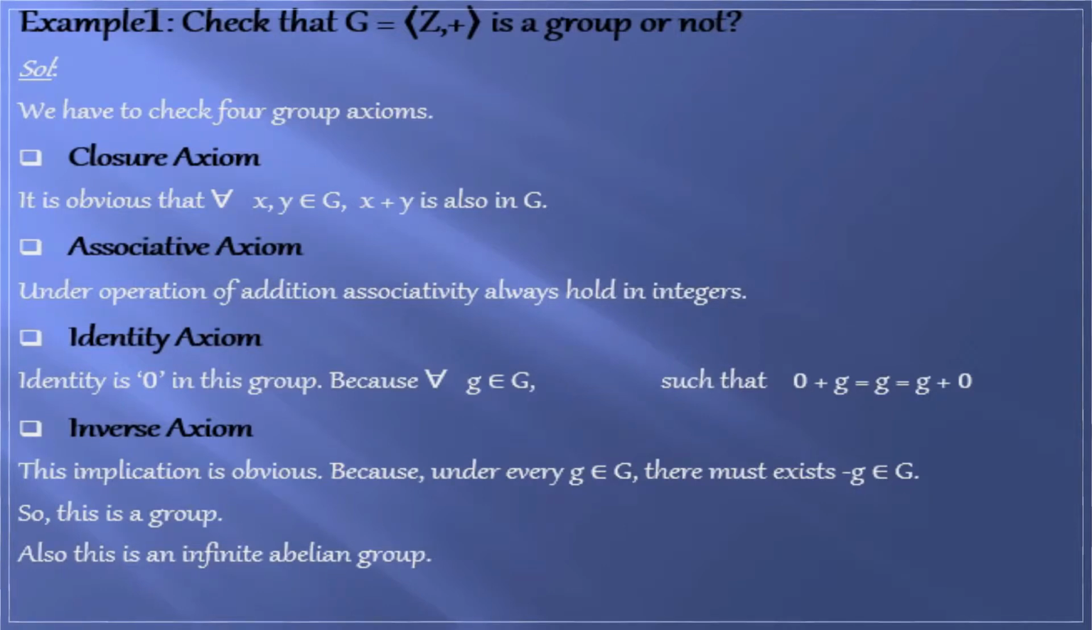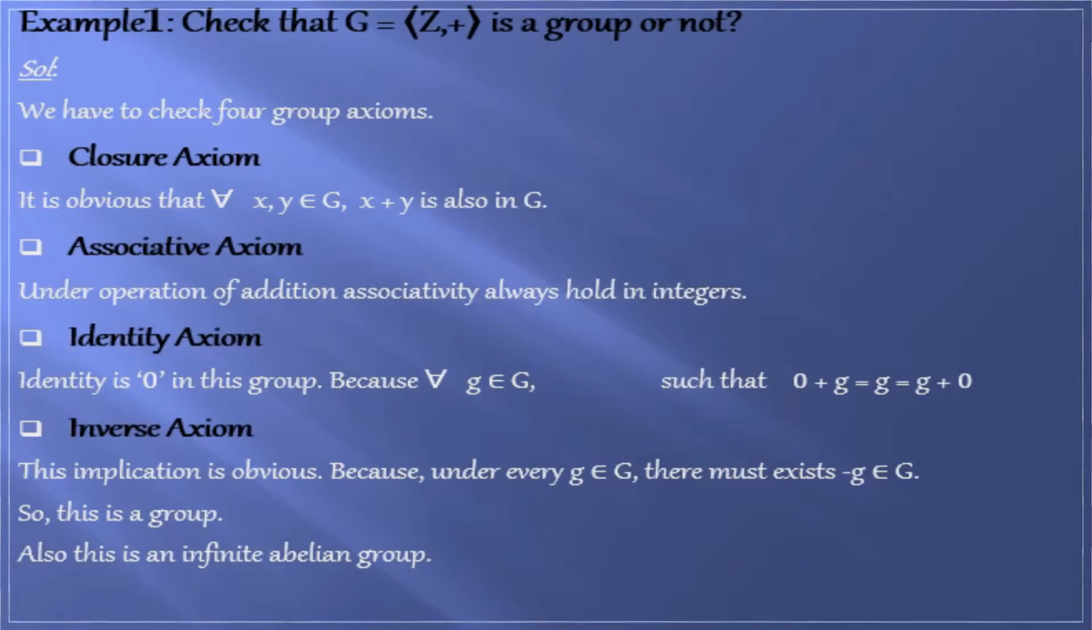Now, this is the basic example of a group. Actually, this is a set of all positive and negative integers, and we have to check whether this is a group or not. Here binary operation is addition. It is obvious that for all x and y belongs to G, x plus y is also in G. So, closure axiom is satisfied. Now, associativity. This is obvious in integers.